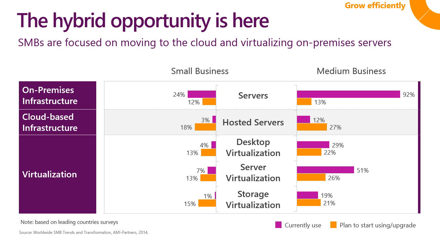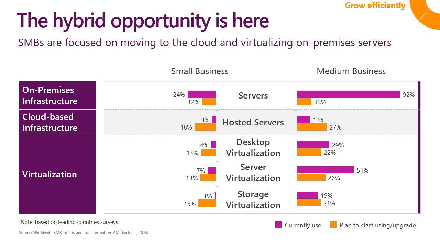So SMBs are moving to the cloud, but what we're starting to see a lot more of now is this wave of hybrid opportunity that is starting to arise. So this chart from the global research firm AMI Partners shows how SMBs are looking at their IT infrastructure. What they are currently using is represented by the pink bars, and what they plan to use moving forward is orange. As you can see, a good number of small businesses and the vast majority of mid-sized businesses are using servers, and 12 and 13% respectively are planning to start using servers or upgrading what they have.